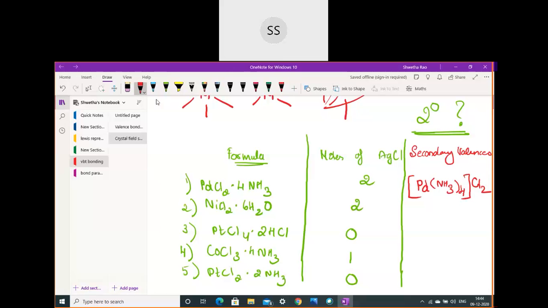Secondary valencies. Yeah, this is also the answer. See, 2 AgCl is precipitated. That means 2 Cl is out. No, I can write. See, I will write one and then you try to answer me. See, Cl2, 2 AgCl has gone out. That means Cl2 is out. 2 Cl2 molecule is out. There is only Cl answer we have got. That means everything else is inside. The others are not answering any test.